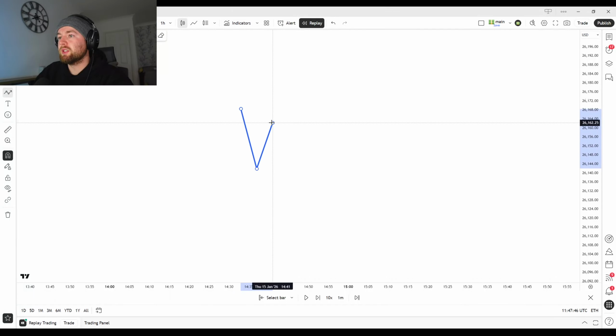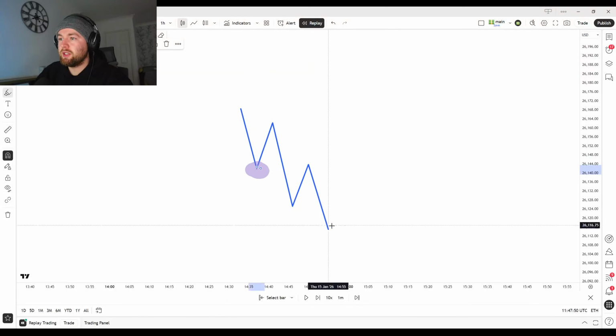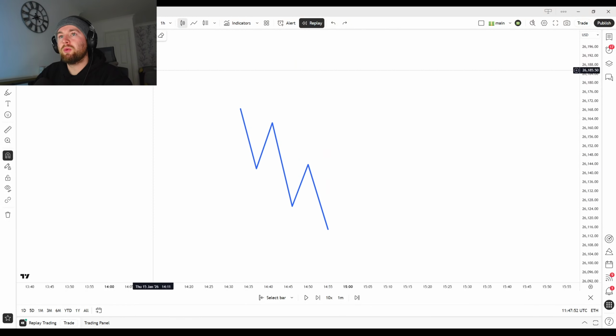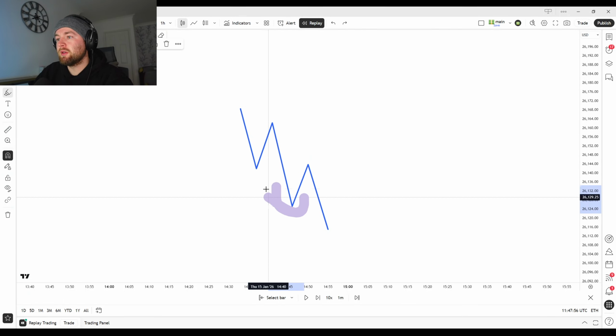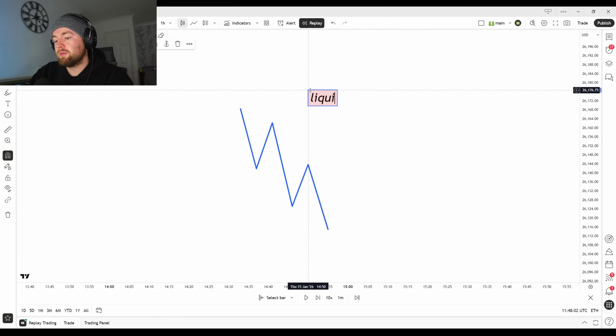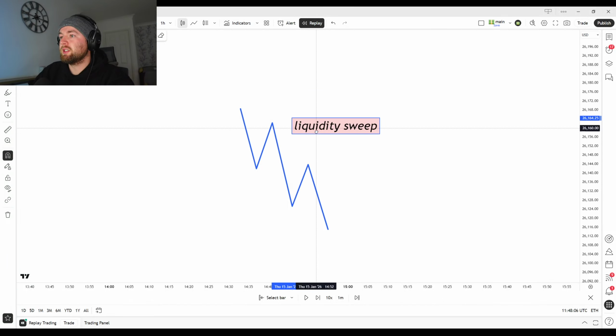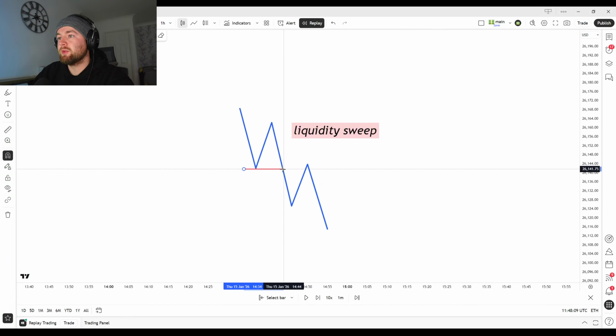Alright, what is liquidity? Liquidity are these points right here, and when we come below these areas, like we have right here, we have come below this point, swept it. It's called a liquidity sweep, okay? Sweep, I spelt it right that time. Okay, so a liquidity sweep looks something like that, okay?